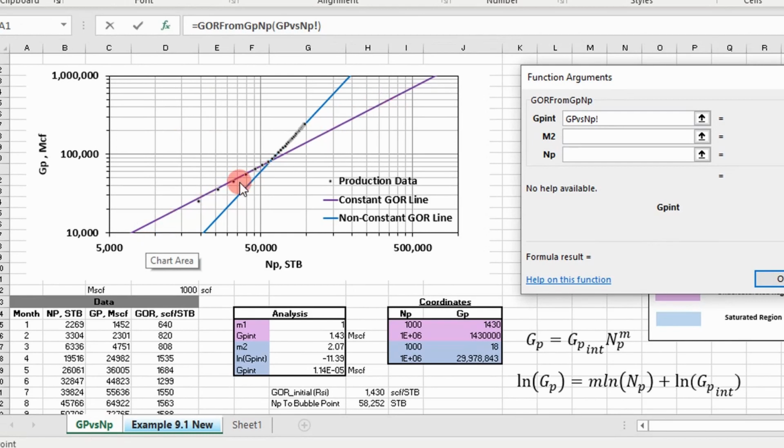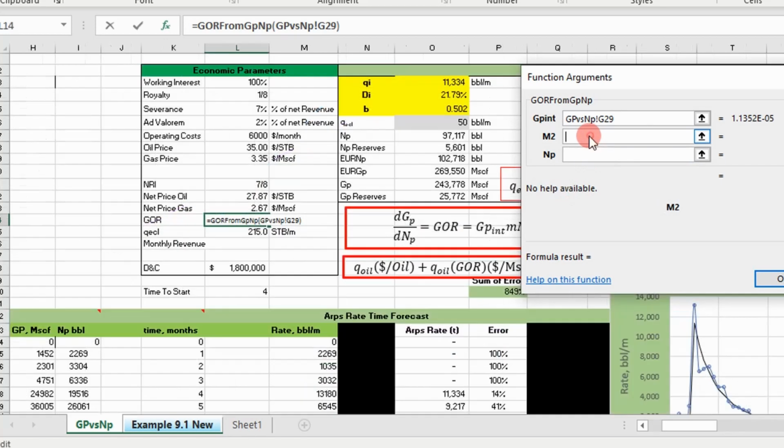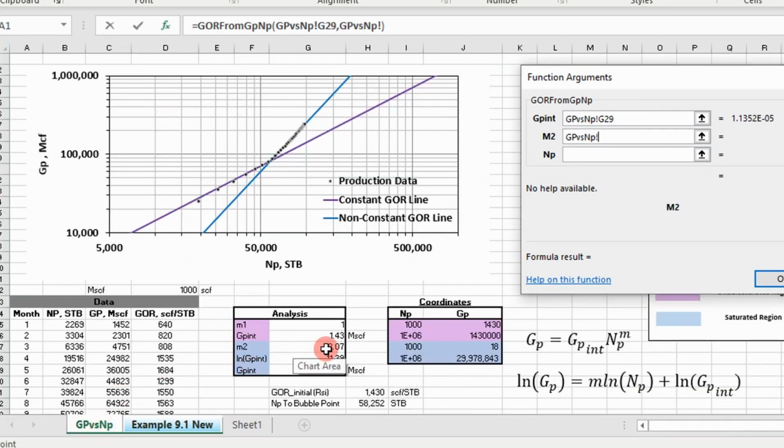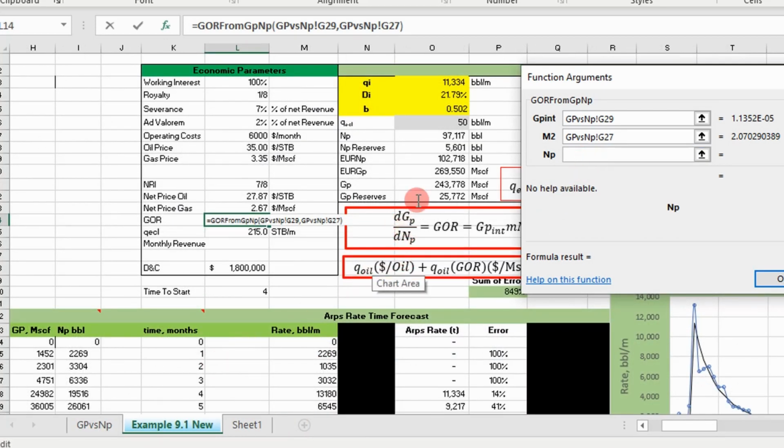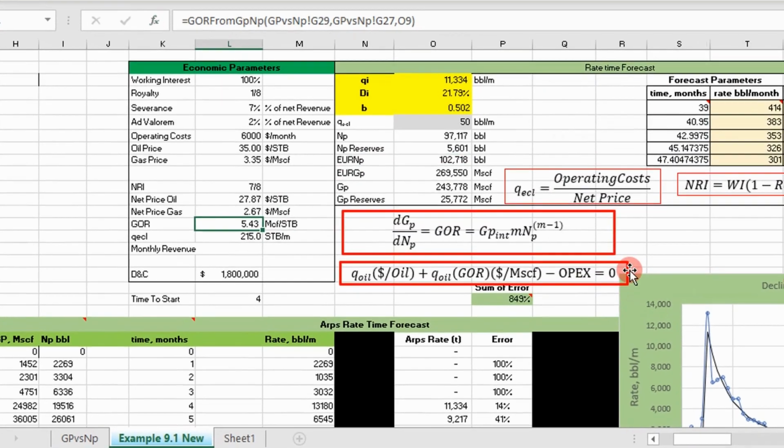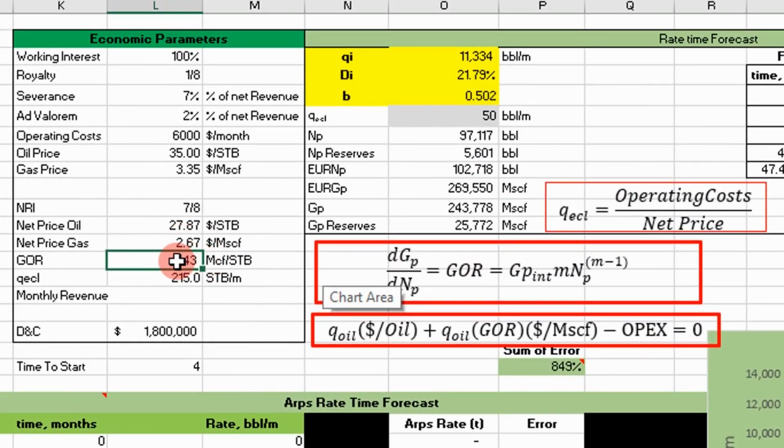You can see our fit right here. This purple line represents our constant GOR line, or our early time fit, and then our blue line represents our late time fit, so that's the one we're going to look at. So it's going to take into account the intercept of our blue line, and the slope of our blue line, which is conveniently shown down here, and then our cumulative oil production, which is simply going to be our EUR term, because this has got to change based off of our economic rate. So if we do that, that's our GOR at this economic rate right here.